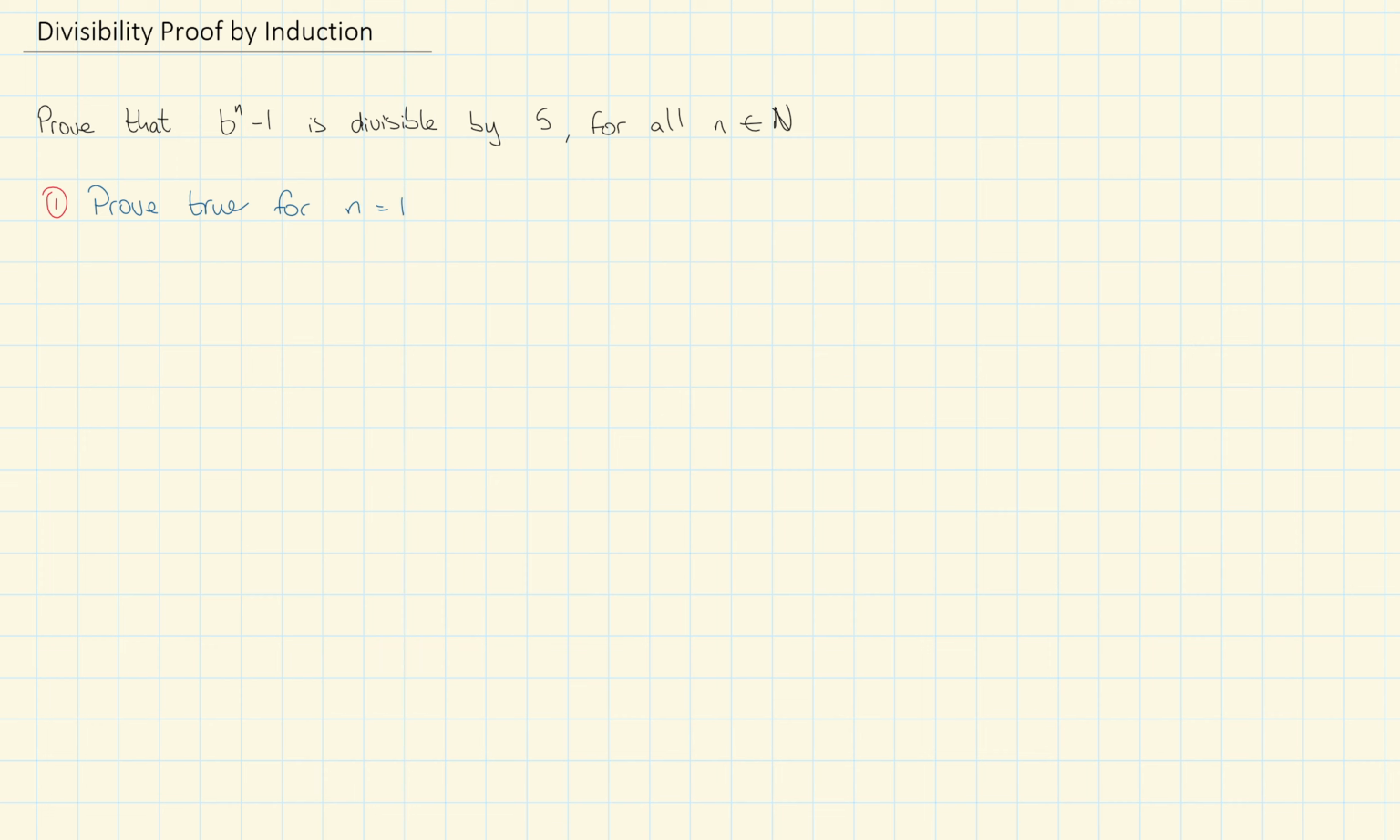for n equals 1. So anywhere I see n now, I replace it with 1: 6 to the power 1 minus 1. So that's 6 minus 1, which gives me 5. And then we get 5 is divisible by 5. This straight line here just means divisibility. So true for n equals 1.